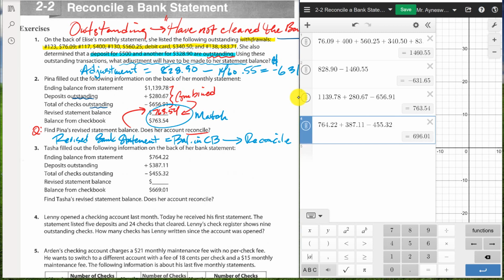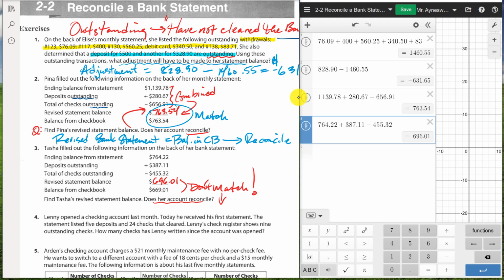And notice that the revised balance is $696.01. So $696.01. And notice that these are different, okay? They don't match. Okay, they don't match. And because of that, we got a problem here. Either the bank made a mistake or she made a mistake in her checkbook. Okay, so they do not reconcile. So the question is, do they reconcile? No, they do not, because they don't match.